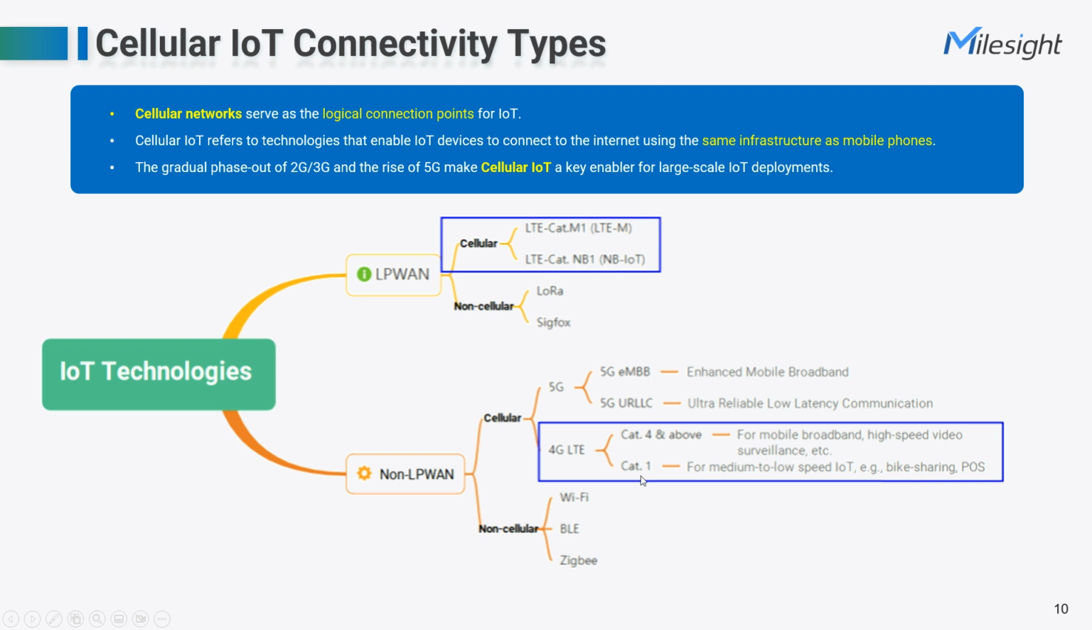And 4G LTE itself can be broken down further. You have Cat 4 and above, which are for things like mobile broadband and high-speed real-time video streaming. And then you have Cat 1, which is perfect for those medium to low-speed IoT needs. Think of applications like shared bikes, point-of-sale systems, and fleet management.